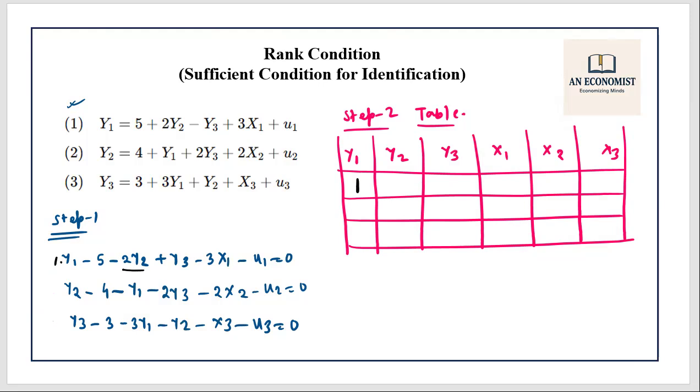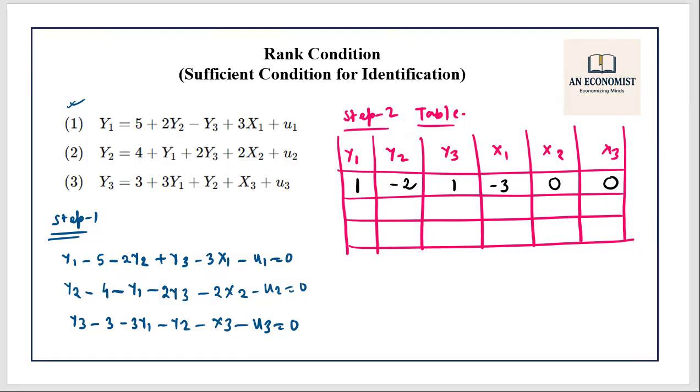For y2, this is minus 2. Put minus 2. For y3, it is again 1. For x1, you have minus 3. For x2, in the first equation there is no x2, so put 0 here. And in the first equation you do not have any x3 also, so put 0 here.